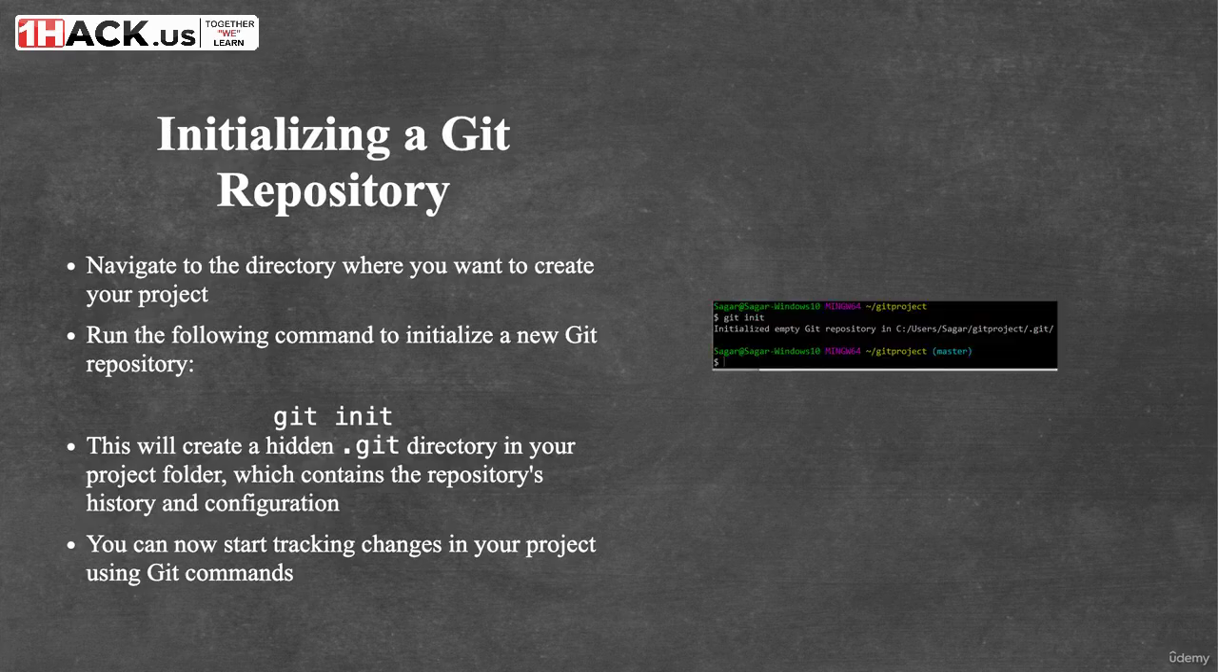Once you have Git configured, the next step is to initialize a Git repository for your project. To do this, navigate to the directory where you want to create your project using the command line or terminal. Once you're in the correct directory, run the following command to initialize a new Git repository: git init. This command will create a hidden .git directory in your project folder, which contains the repository's history and configuration. This is where Git stores all the information about your project's version control.